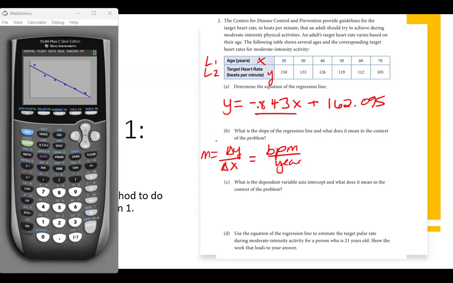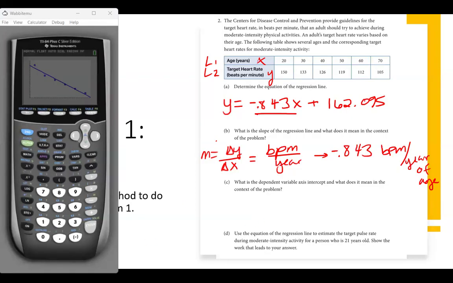So our slope is negative 0.843 beats per minute per year of age. Does that make sense? Okay. So as long as you remember what the numerator represents and what the denominator represents, then you have the units that describe what your slope means.